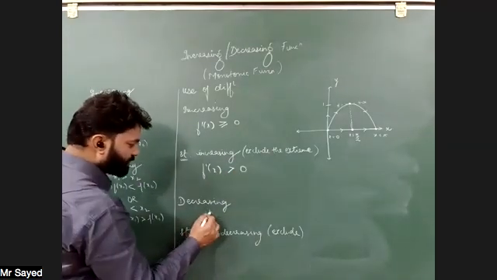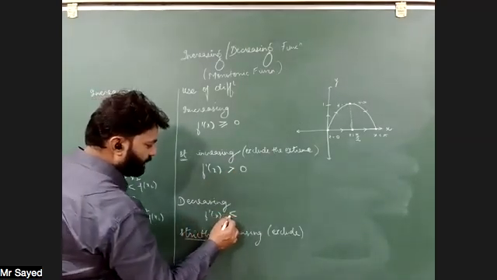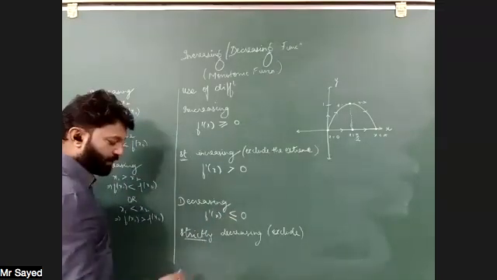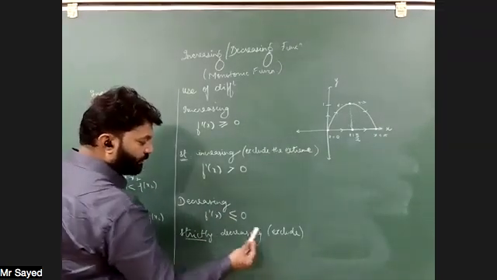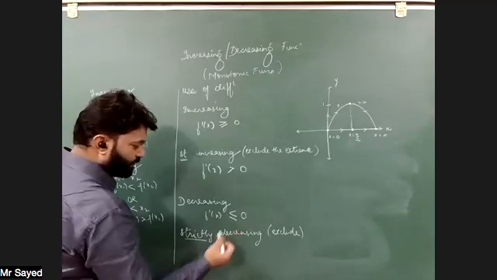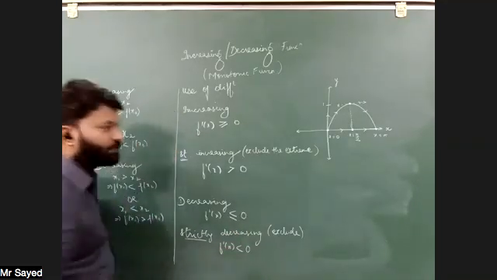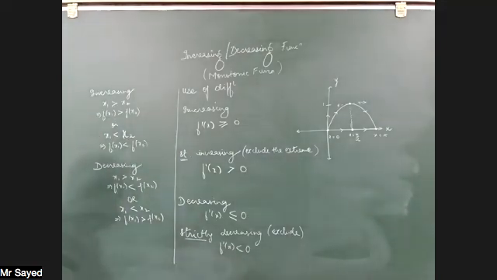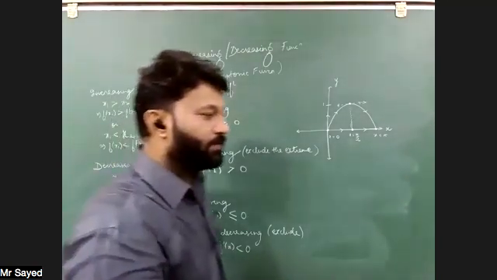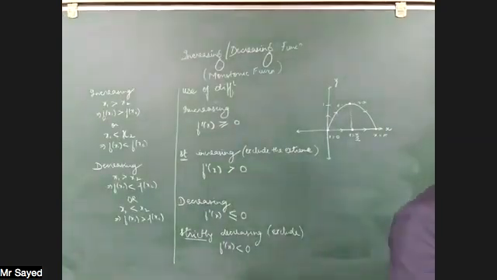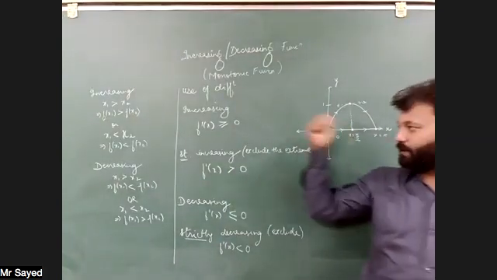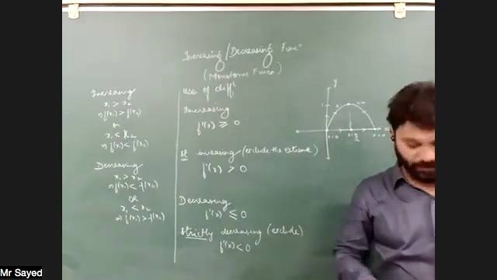For decreasing function, f dash x is either less than or equal to 0. Now, for strictly decreasing, we need to exclude the extreme value. If we exclude the extreme value, it will be f dash x is less than 0. So these are the 4 things, and this is the complete mind mapping which is required for increasing decreasing function. If you have any doubt in whatever we have discussed just now, please ask.